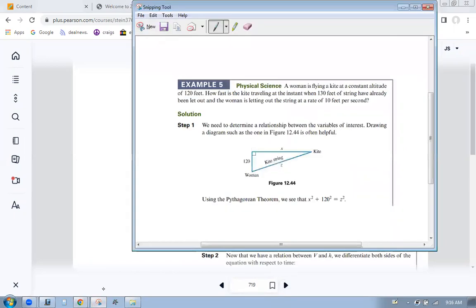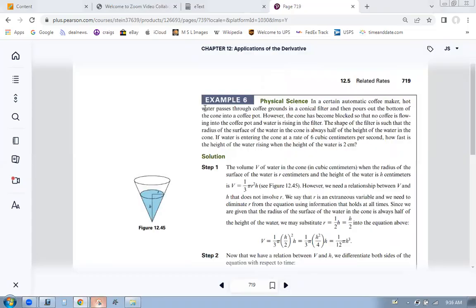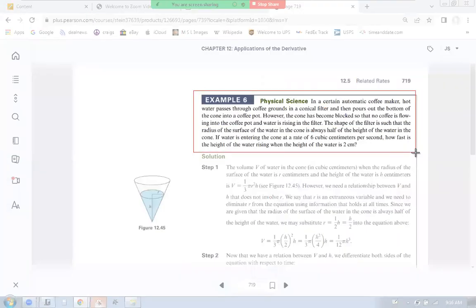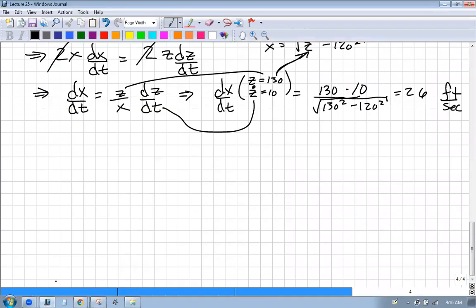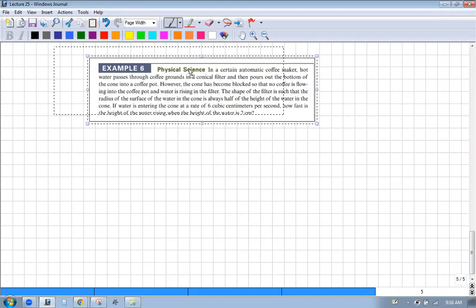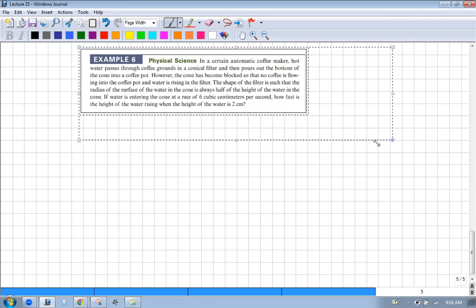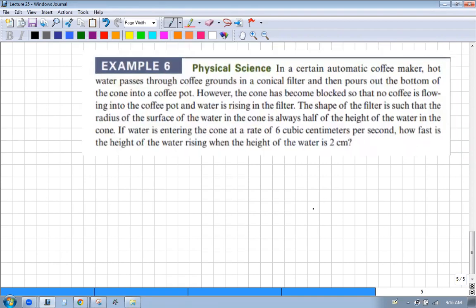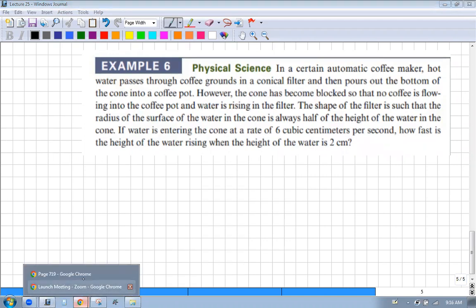Okay, here's another one. Physical science. That's all these math textbooks, even though they're not written by business people, right? It's like instead of more business context, they're like, oh, here's a tumor or whatever. It's like, oh.